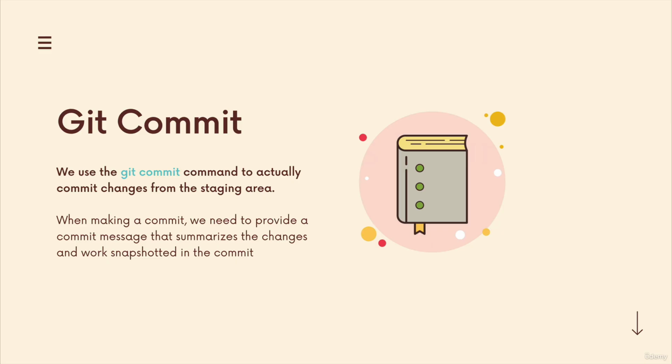Whatever message you do provide should summarize the changes that are included in the commit, and later on I'll have a video on best practices for commit messages. So that's it for this video. Next up, we'll get more practice doing the same process. Change something, add, commit.